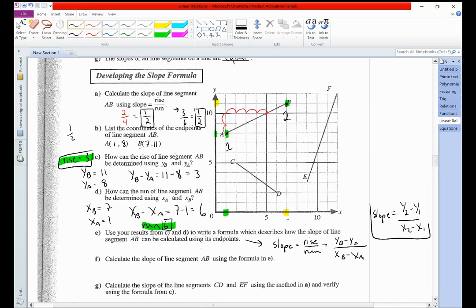And that's your slope formula right there. Calculate the slope of the line segment AB using the formula in E. Well, we kind of already did that, but I can say slope is equal to y2 minus y1 over x2 minus x1. And then I can fill out my numbers. It's a good habit to get into to write your formula before you start filling in numbers.